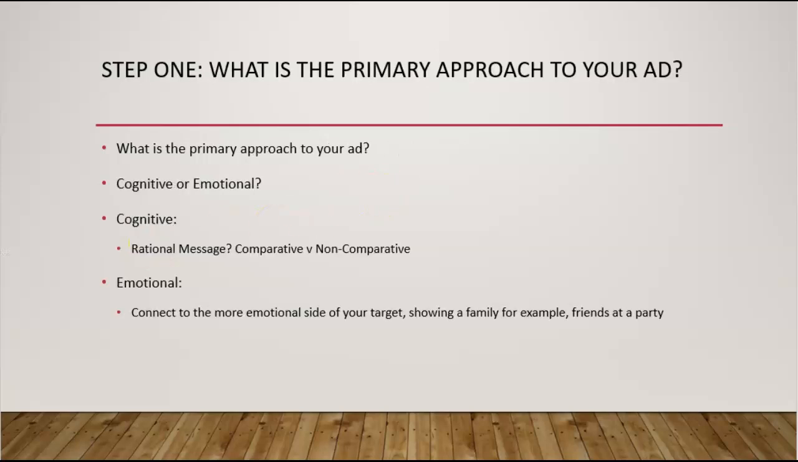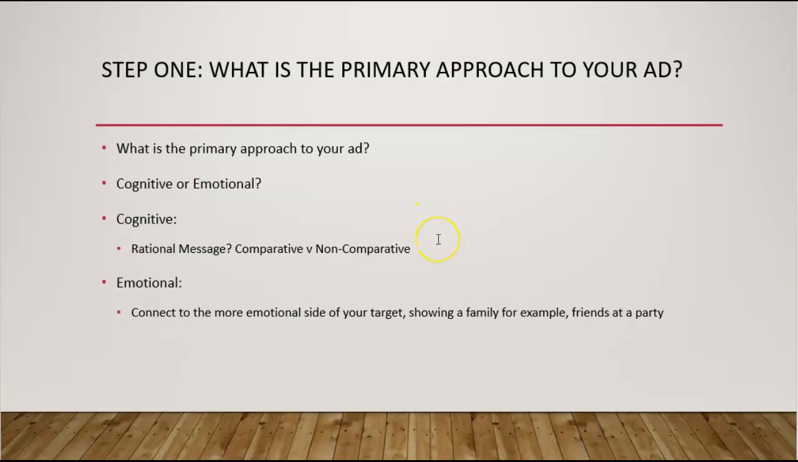Once you've decided that, then you're going to determine the primary approach to your ad. You're going to make a decision here: are you going to take a cognitive type of approach or an emotional type of approach? If you choose cognitive, your message is going to be somewhat rational. It could be comparative, for example, your brand against another brand, or non-comparative and really just talk about the specific features and benefits, but a rational approach to it.